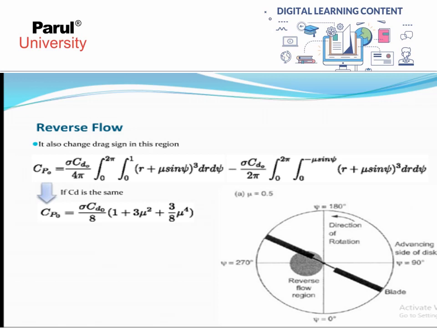Now you can see here sigma value is 0 to 90, 180 to 270 degree. Reverse flow region is the same as the previous one, direction of rotation. What is the difference? Here the right hand side is showing the advancing side of the disc and left hand side the retreating side of the disc, and reverse flow regions exist at the center of the disc at the point mu by 2. Mu is the diameter, then mu by 2 is the radius, and psi is equal to 270 degree.